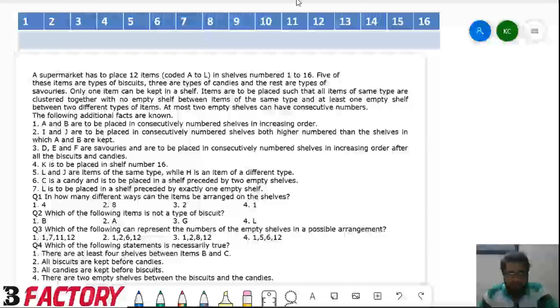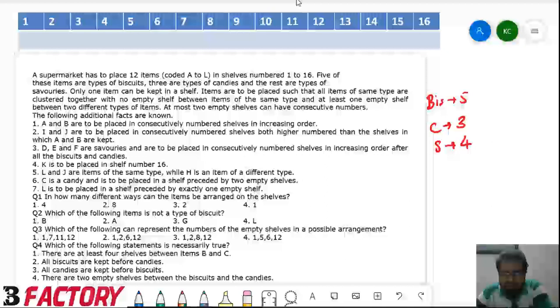Okay, so I'm just writing the notes on the right-hand side. Okay, so biscuits 5. Then we are given that candies are 3. Savories are remaining, which is 4. Items are to be placed such that all items of the same type are clustered together. No empty shelf between items of the same type. Okay, so biscuits are together, 5 biscuits, then we can have gap.